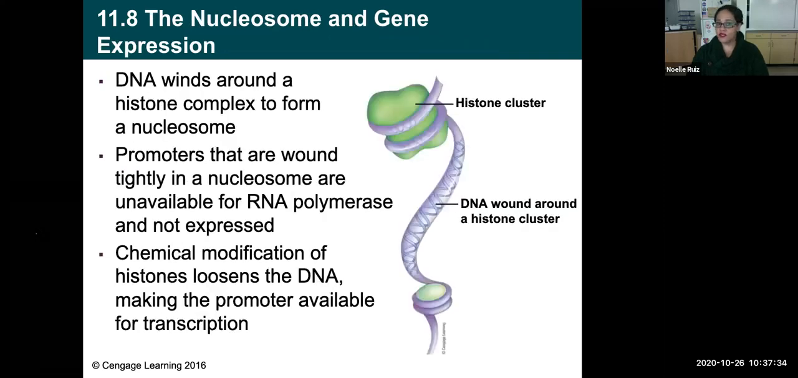DNA winds around the histone complex to form the nucleosome. Promoters that are wound tightly in a nucleosome are unavailable for RNA polymerase to start transcription. Chemical modification of the histones loosen the DNA, making that promoter available for transcription. Remember, the promoter is the start site. If DNA polymerase or RNA polymerase can't get to the start site, then it doesn't start.